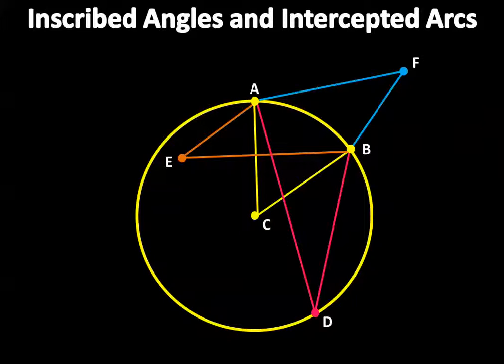When an angle has a vertex on the circle and its sides are chords of the circle, the angle is called an inscribed angle. In the figure, inscribed angle ADB intercepts arc AB. So here's ADB, it's intercepting arc AB. That's an inscribed angle.